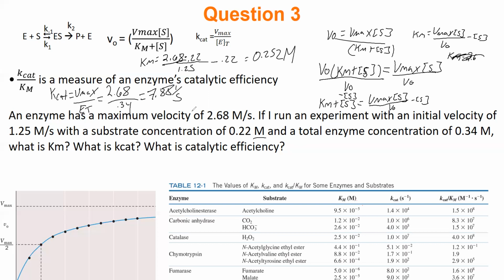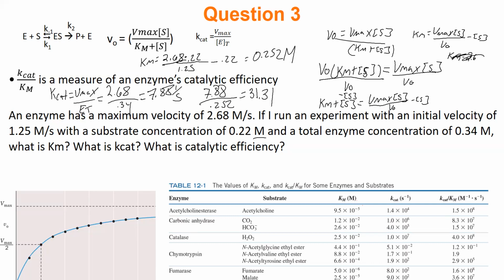Then once we have Kcat and Km, we can do catalytic efficiency because we just divide the two numbers. So it's Kcat divided by Km, which is 31.31. And that is our catalytic efficiency.